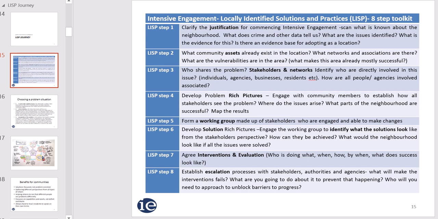So I'm going to work through these 8 steps very briefly, explaining what they entail, and then we'll look in at step 1 a little bit more closely.